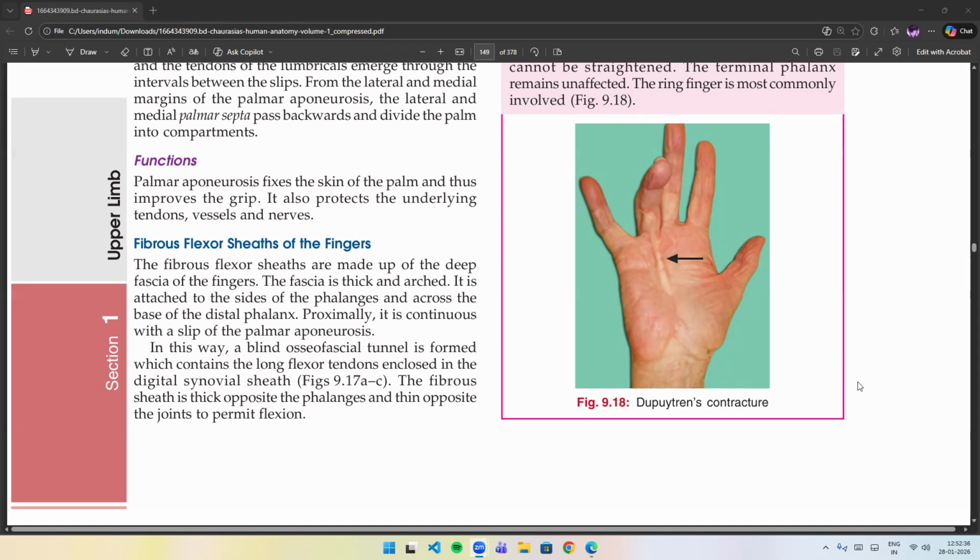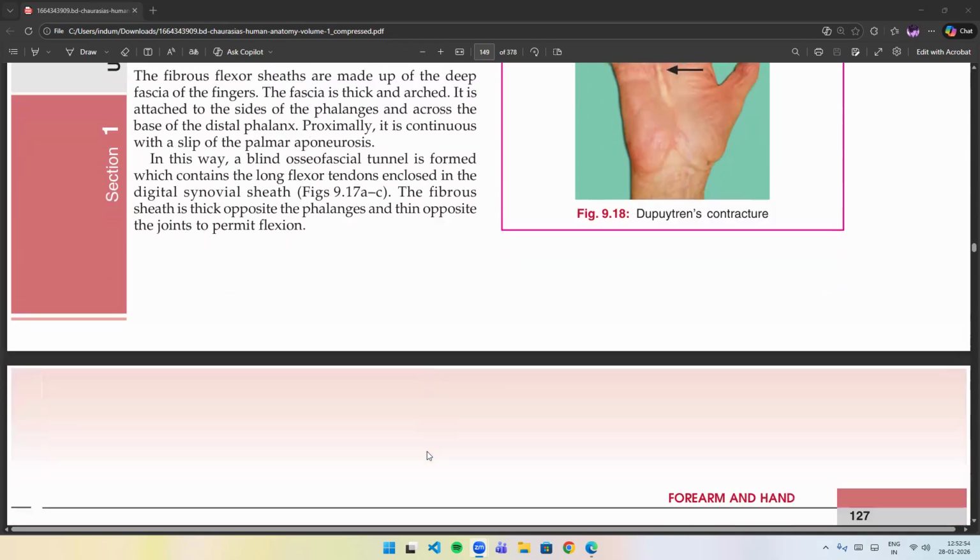In this way, a blind osseofascial tunnel is formed which contains the long flexor tendons enclosed in the digital synovial sheath, figures 9.17a to c. The fibrous sheath is thick opposite the phalanges and thin opposite the joints to permit flexion.